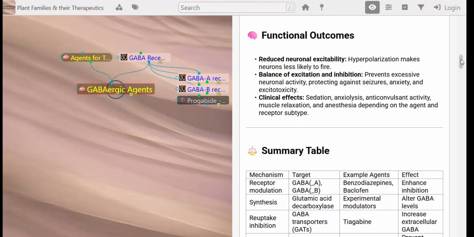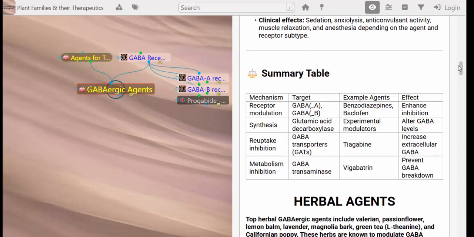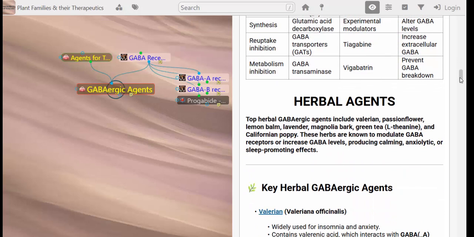The clinical effects are sedation, reducing anxiety and some anticonvulsant activity, muscle relaxation, anesthesia, and all of this depends on what agent you're using and the receptor subtype. So here's a summary. Let's go down to herbal GABAergic agents.